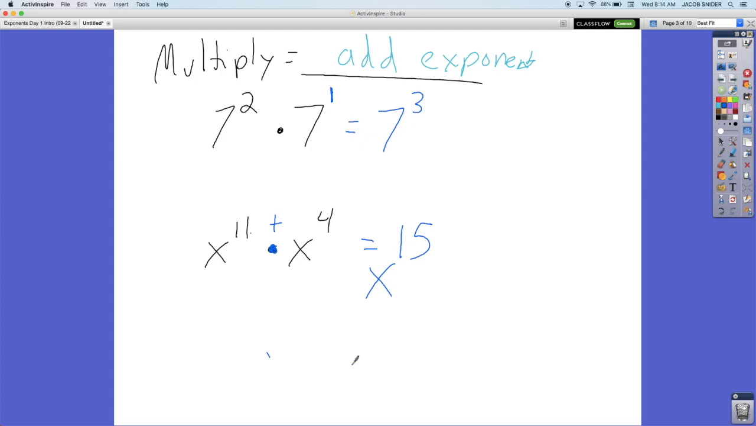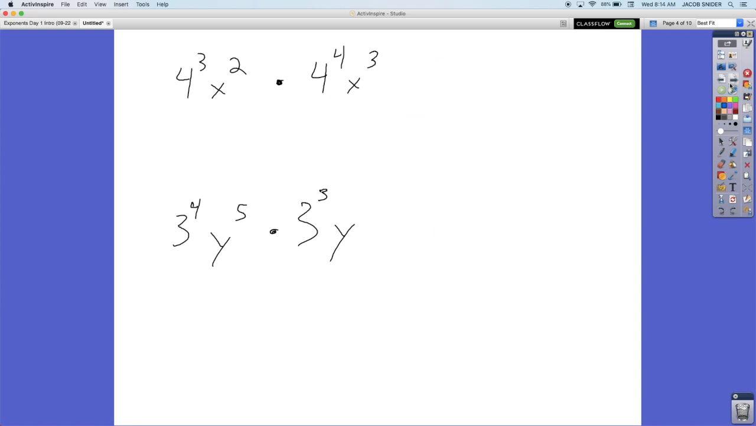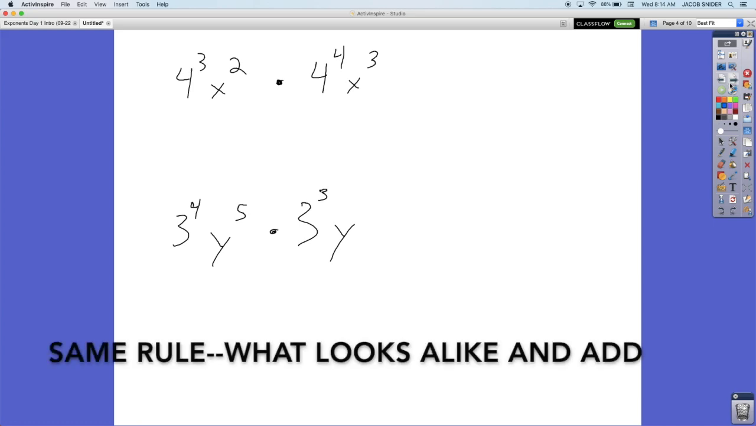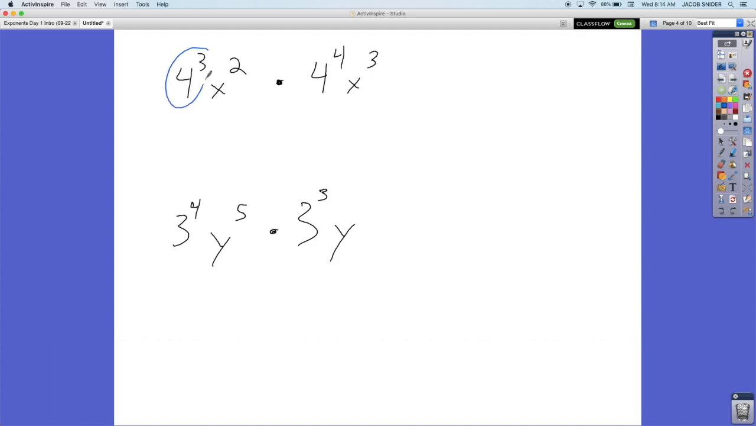Okay, let's step it up a notch. All right. Now look what I have here, guys. I have 2 different things that are being multiplied. The same thing happens this time. Okay? Let's take it one thing at a time. So what we're going to do all day when we get these tough ones is look at what looks alike and go from there. So here we go. This looks alike, right? They share the same base. That's what I mean by look alike. So if they share the same base, let's keep the base the same.